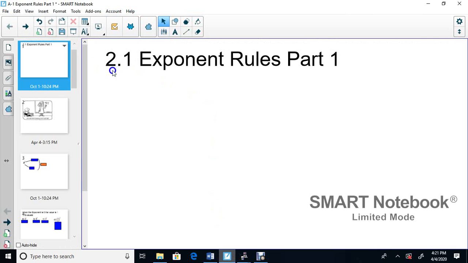The first part, if you're writing yourself, is 2.1 exponent rules. We're going to learn how to multiply, divide, and power exponents. When the video stops, it'll stop at a certain point. There'll be a second video after it, and another video after it, in order to complete this whole presentation. This lesson will be done in parts.